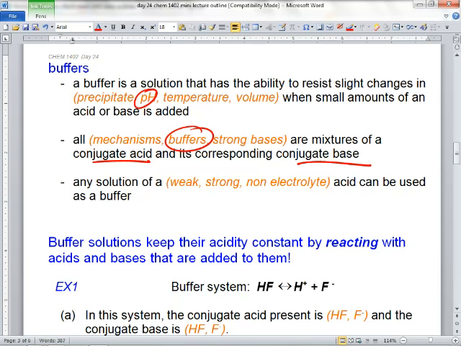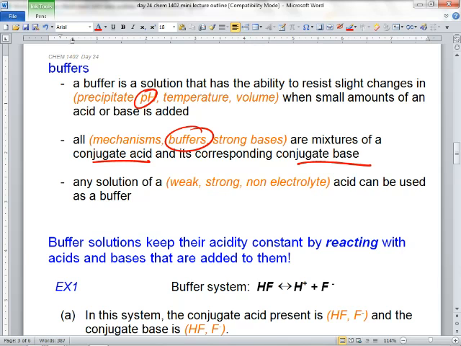Now, if you say strong, where you get screwed is you add some acid. Or you have a solution of a strong acid, and you add some acid to it. There's nothing to react with that excess acid you just added, because the conjugate base of a strong acid, and you shouldn't even call it a conjugate base, can't react with anything. It's too weak. So a strong acid is not a buffer system.